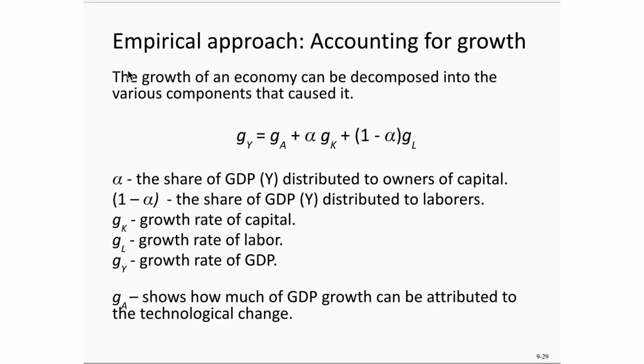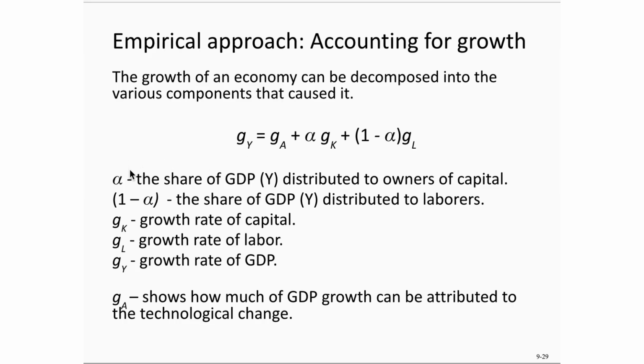In this video, I'm going to explain how to use the empirical approach to solve for accounting for growth. The growth of an economy can be decomposed into the various components that caused it. So we're given this equation, g sub y equals g sub a plus alpha times g sub k plus 1 minus alpha times g sub l. But what do these terms mean?